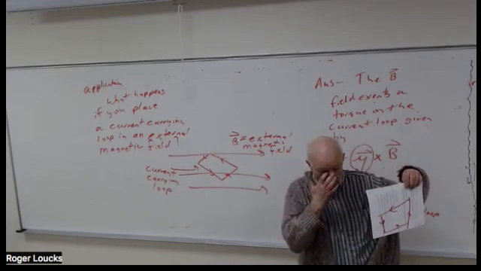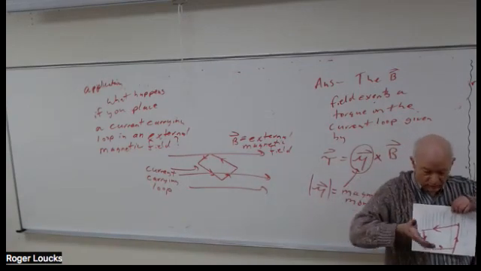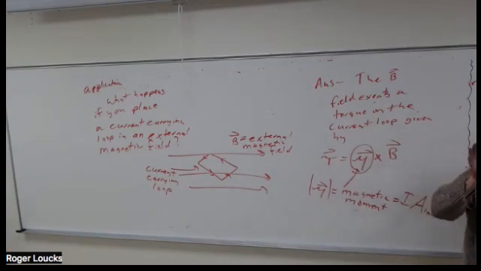How would the magnetic moment go? So you have a current going like this. Take your right hand. You wrap your fingers in the direction that the current goes, so your fingers are going like that. What does your thumb do?